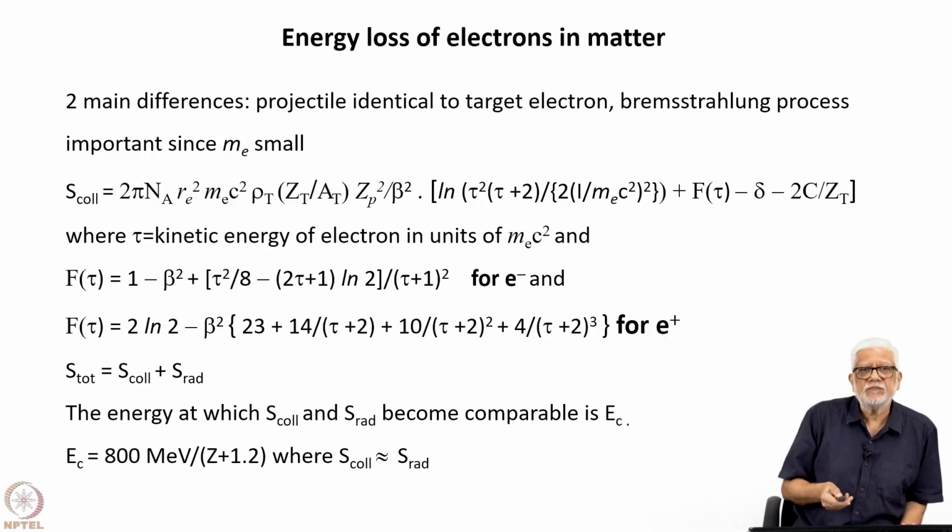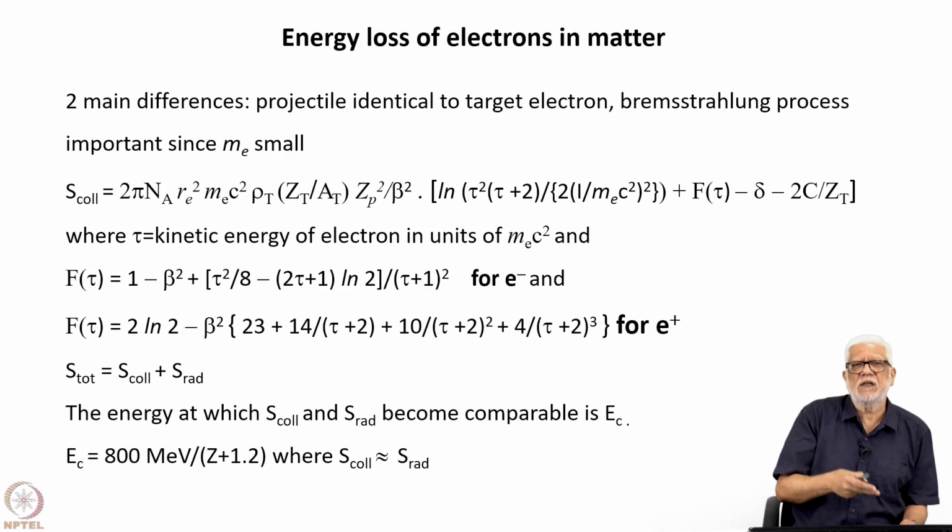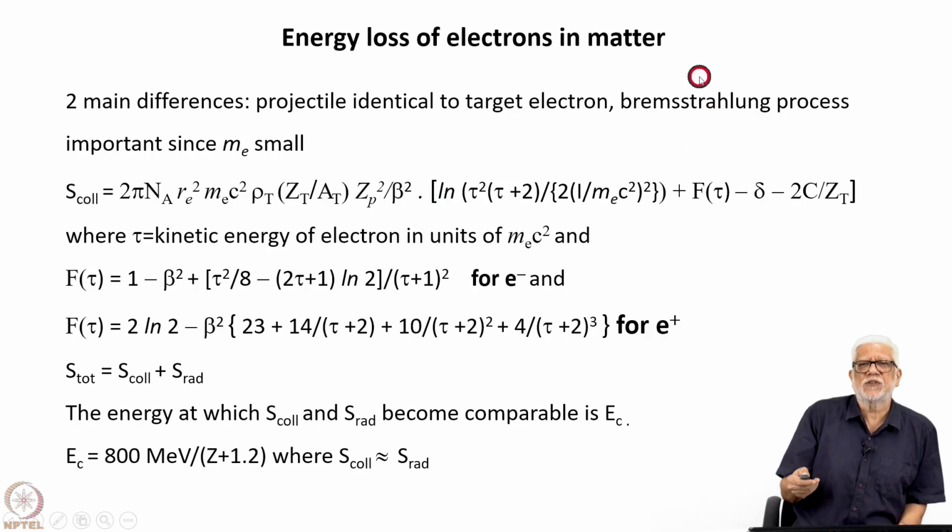E. Okay, now we come to energy loss of electrons in matter. So we started with heavy particles losing energy in matter, now come to electrons, and the basic two differences are that the projectile is identical to the target electron and that the mass m_e is small. So Bremsstrahlung processes are important. This was not so for heavy particles, at least at low energies.